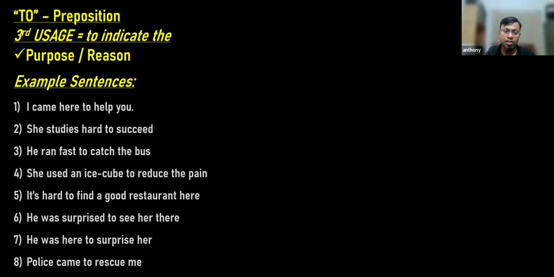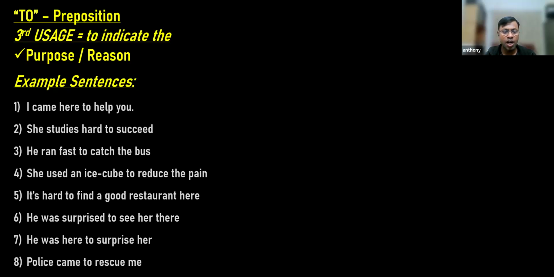He ran fast to catch the bus. Why did he run fast? Reason: to catch the bus. Fourth one, she used an ice cube. What for? She used an ice cube to reduce the pain. See the reason here.